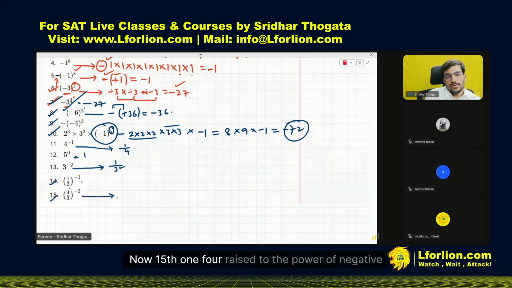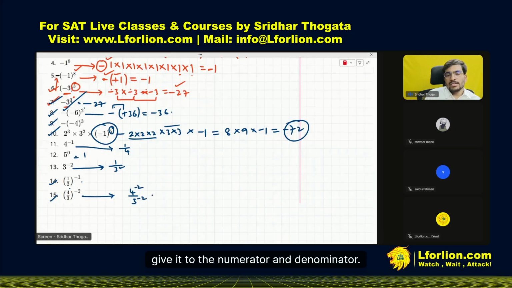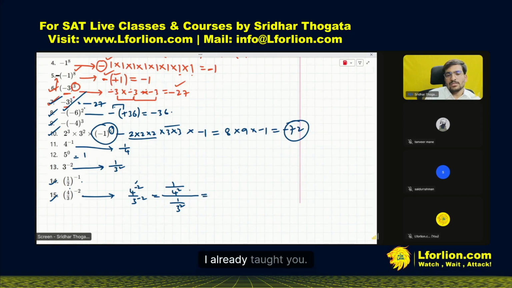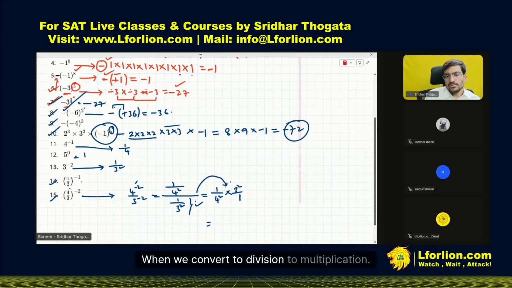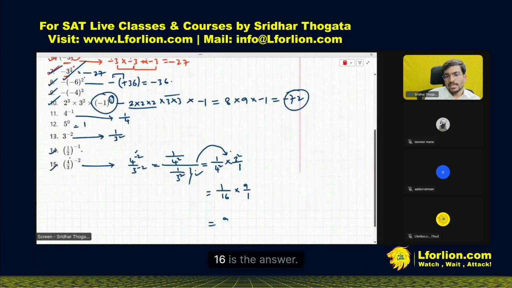Now 15th one, 4 raised to the power of negative 2. Split that. Give it to the numerator and denominator. And what is the meaning of this? 1 by 4 square. The main division, 1 by 3 square. If it is a negative exponent, it will be like this. I already taught you. So now 1 by 4 square multiplied by this part reciprocated: 3 square by 1. When we convert division to multiplication, that's 1 by 16 into 9 by 1. So that is 9 by 16 is the answer.